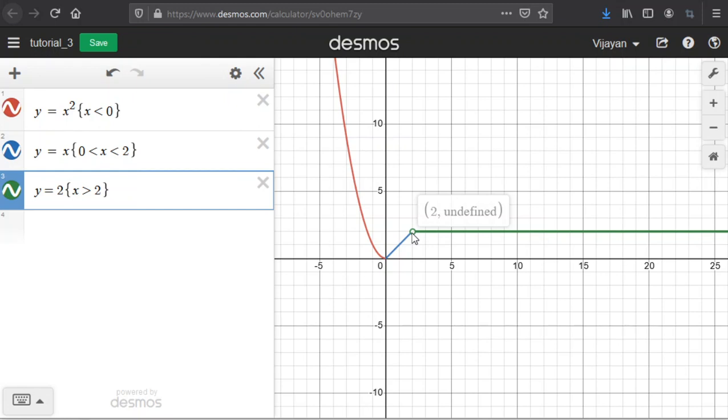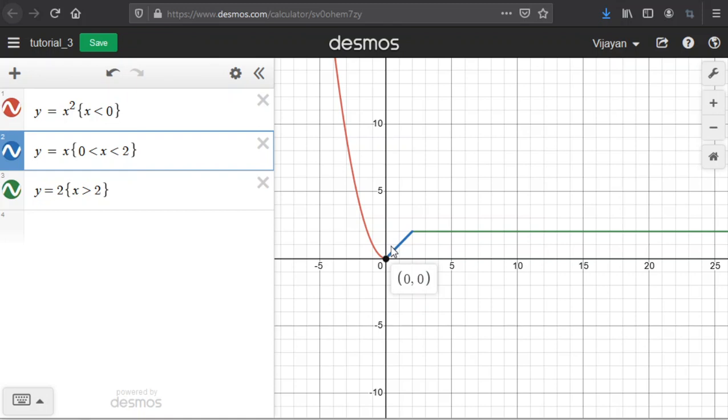Why 2 comma undefined? Because it is x greater than 2, so the point 2 will never be attained. In fact, all those points that are greater than 2 will be attained. Therefore the function is discontinuous at x equal to 2, because the function is undefined there.